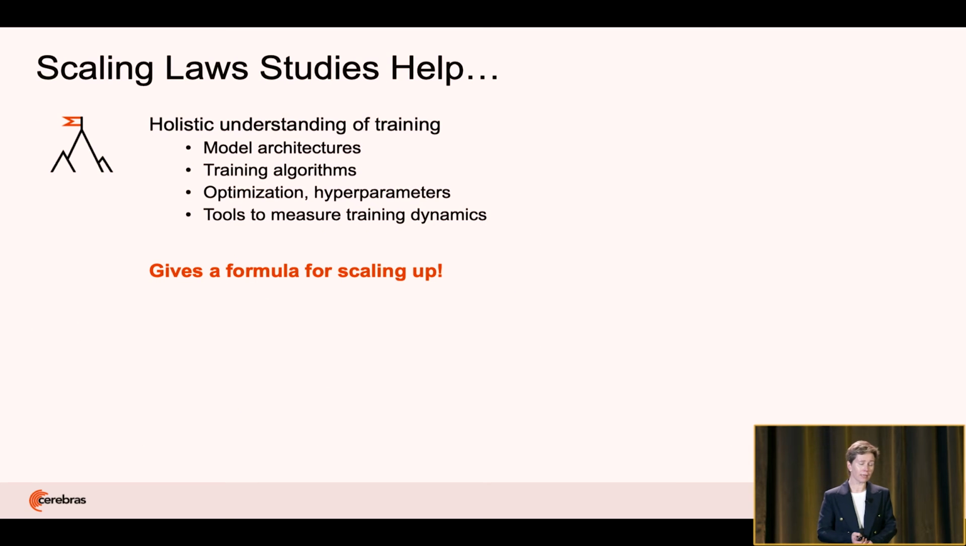So in summary, scaling laws studies help us to understand the training. They help us to choose model architectures, training algorithms, hyperparameters, optimizers, and also it's a really useful tool to measure the dynamics of the training and to make sure that you are on track. And it gives you a formula for scaling up. So now whenever a customer comes to me and says, OK, if I pay you that much more and we train 60 billion parameters instead of 30 billion, or 100 billion, how much better will my model be? Now we can answer that question, and it's really important.